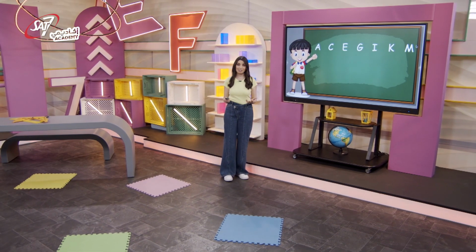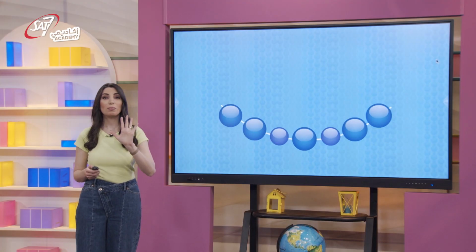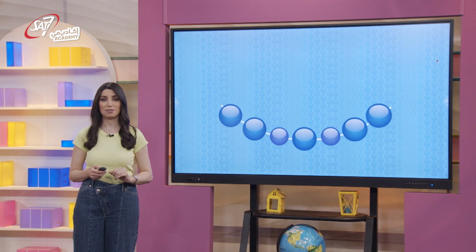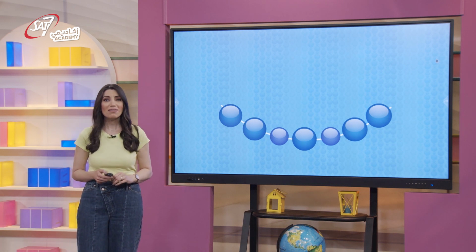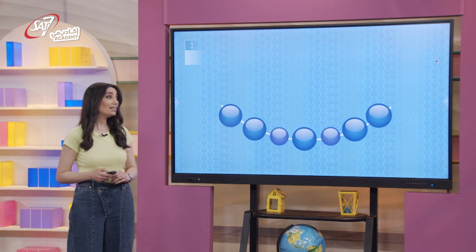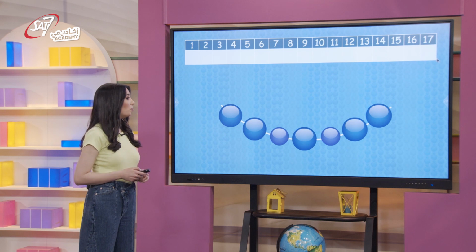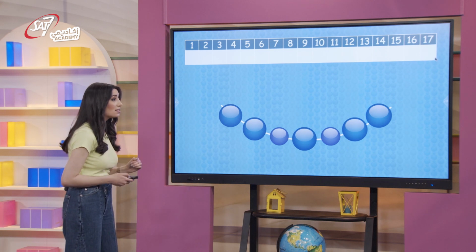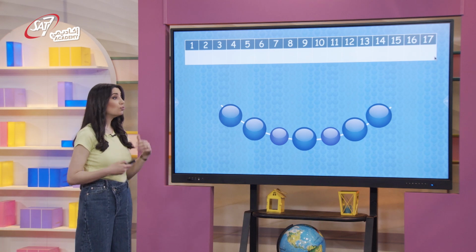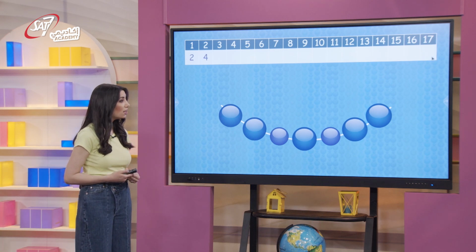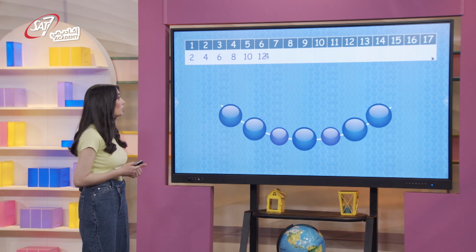Fadia sells necklaces. She uses 2 purple beads and 5 blue beads for each necklace. How many beads are needed if Fadia makes 17 necklaces? Let's draw a table and begin by counting the purple beads. For the first necklace, Fadia needs 2 purple beads. For the second, 2 more, so 4 in total. For the third, she would need 2 more, so 6 purple beads.